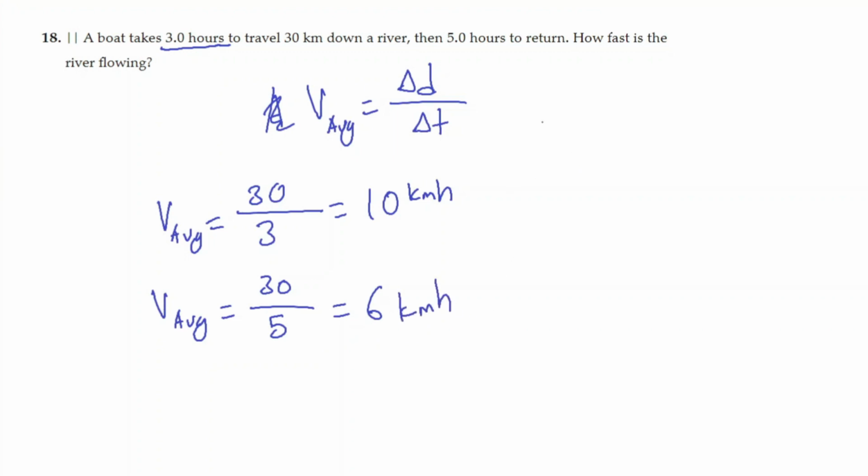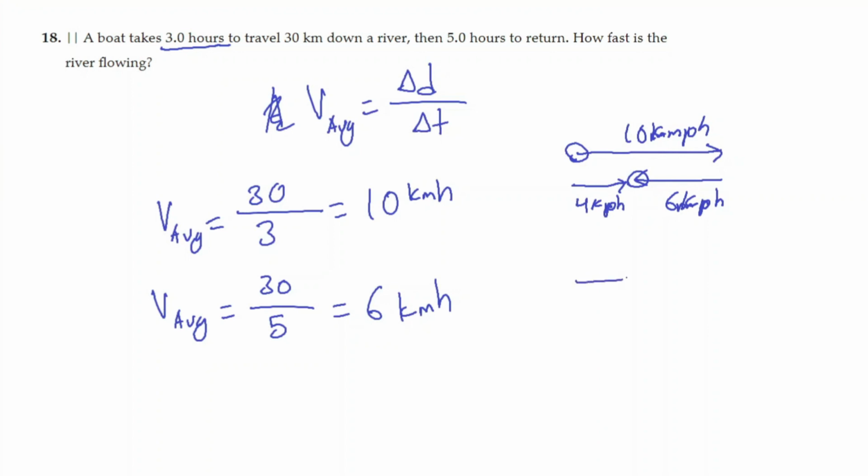Now let's use the vector rule here. On the way there, he's traveling east, let's say 10 kilometers per hour east. And on the way back, he's traveling 6 kilometers per hour on average. These are his average speeds, and they're over an equal distance. So let's use the vector rule and connect the start of the first vector to the end of the second. We're going to get a final vector of 4 kilometers per hour to the east.